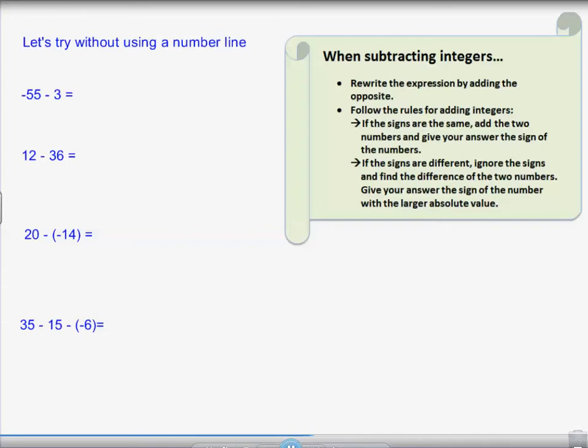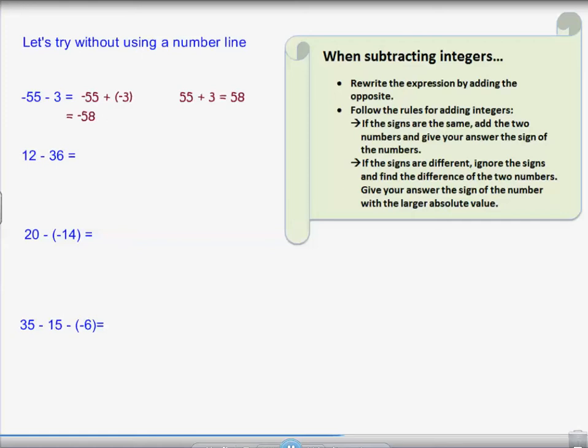So I've picked a few problems just to practice using this new technique for subtracting integers. So let's look at a few examples of this. For negative 55 minus 3, I started by rewriting it as negative 55 plus negative 3, adding the opposite. Since the signs were the same, I really want to add the two numbers together. And since both were negative, when I add them, I'm going to get negative 58.